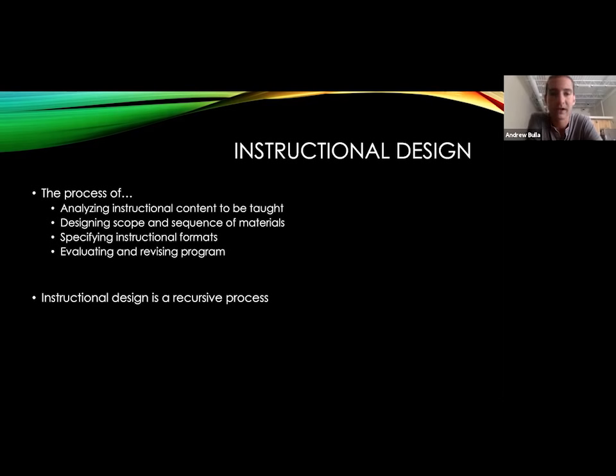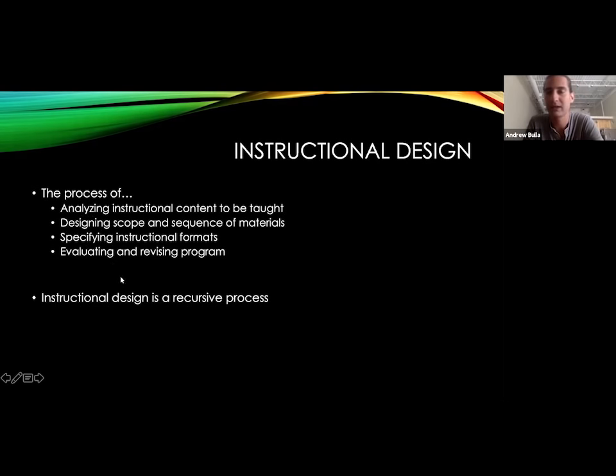We can specify then the instructional format, so how exactly are these skills going to be taught, what are the teaching techniques and technologies, and then we have to evaluate and revise the program, because good instructional design is never over once you go through it one time. A lot of times we do field testing, in which we pilot our instructional design and we see where the errors are and we continue to revise. So it's a very recursive process.